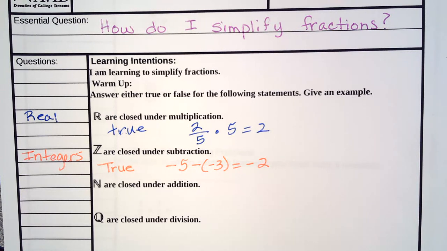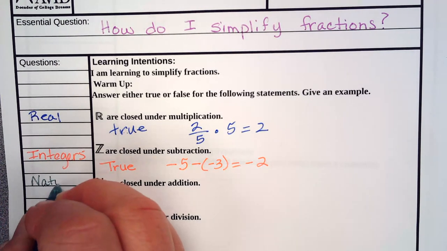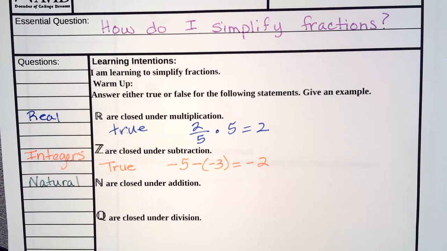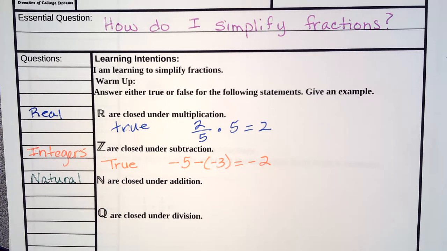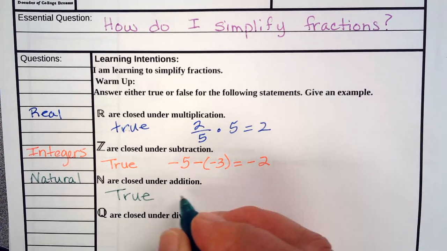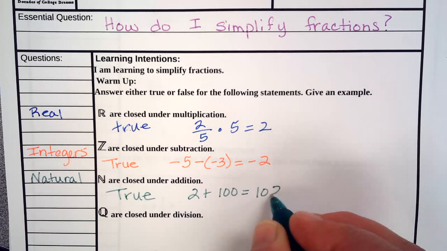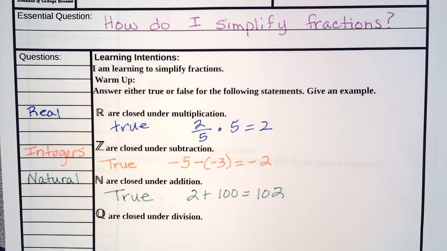The N stands for what set of numbers? The natural numbers. Those are the ones we learn first because those are also called counting numbers. Are they closed under addition? Yeah, because a positive plus a positive gives you another positive. So this would be true. And I could put 2 plus 100 is equal to 102. Any two numbers. Add them together and you'll get another natural number.